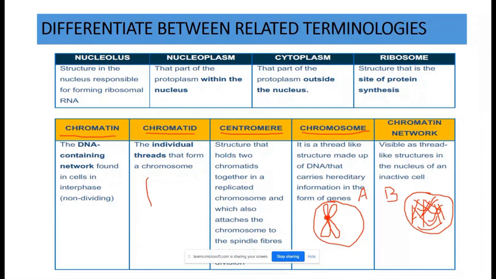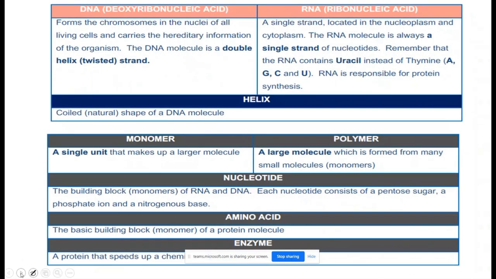Now, if I look at the structure of a chromosome, and it's very difficult trying to draw like this, a chromosome, so this would represent a chromosome made up of individual threads called chromatid. So that's a chromatid. A centromere is the structure that holds two chromatids together. So this little round structure here would then be my centromere. So please make sure you understand these terms. And teachers, I want you to emphasize this.